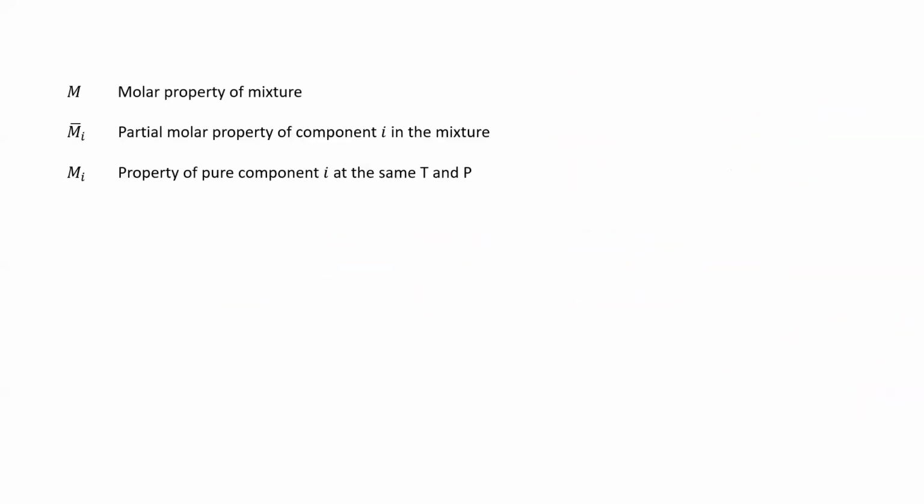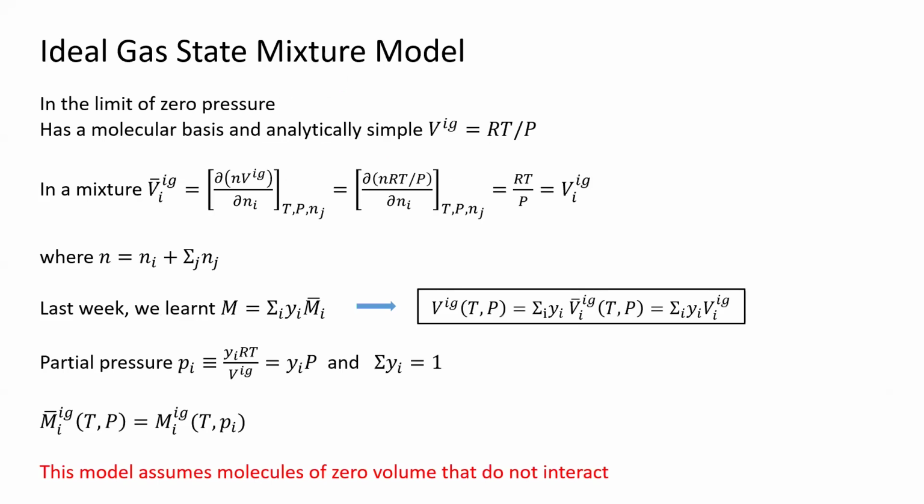Generally, here we have the molar property of the mixture, M. Mi bar is the partial molar property of component i in the mixture. And this is the property of the pure component i at the same T and P. So, the ideal gas mixture.